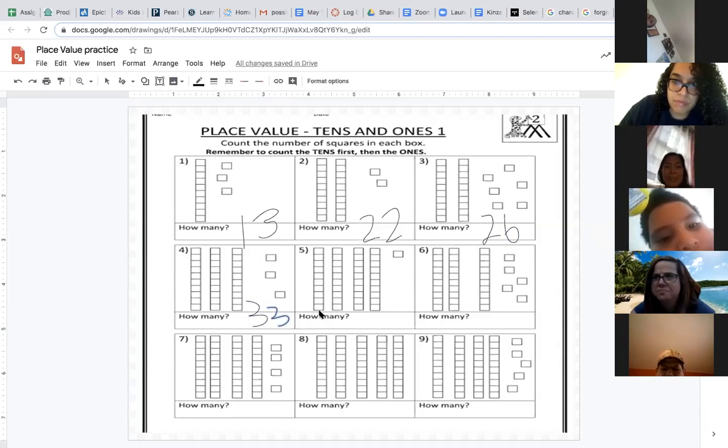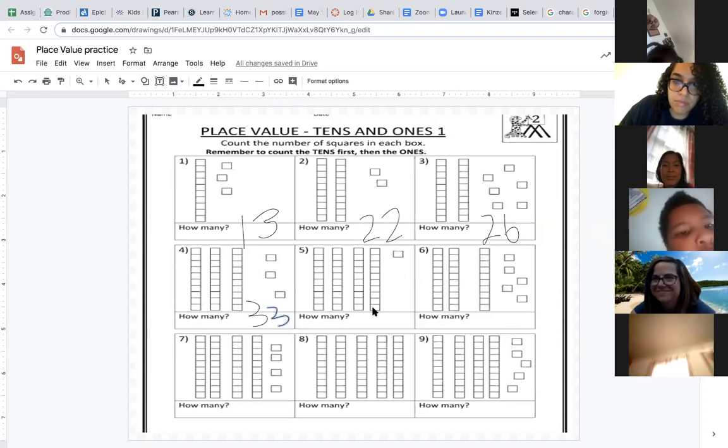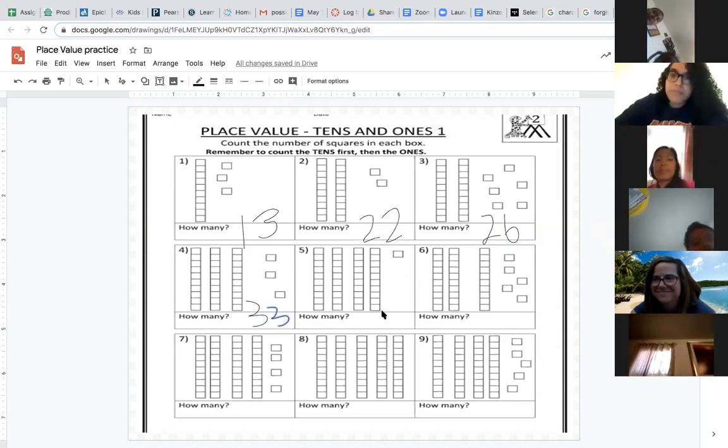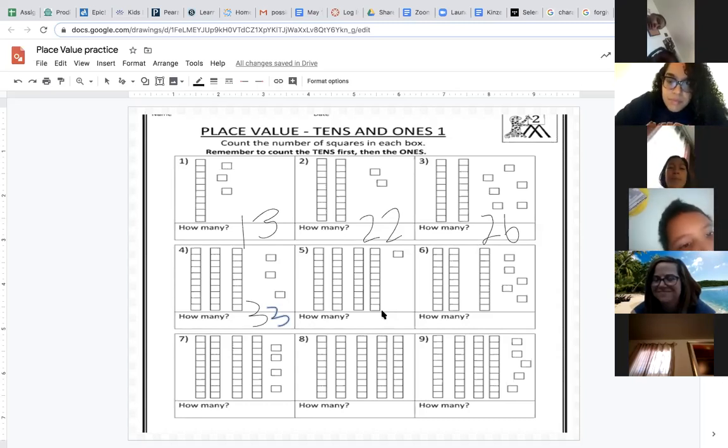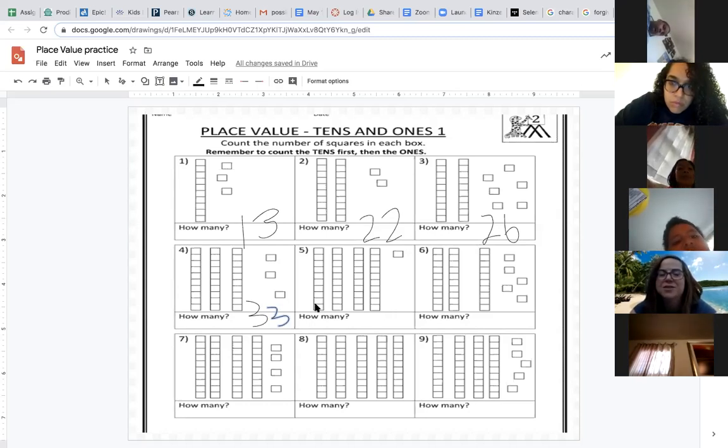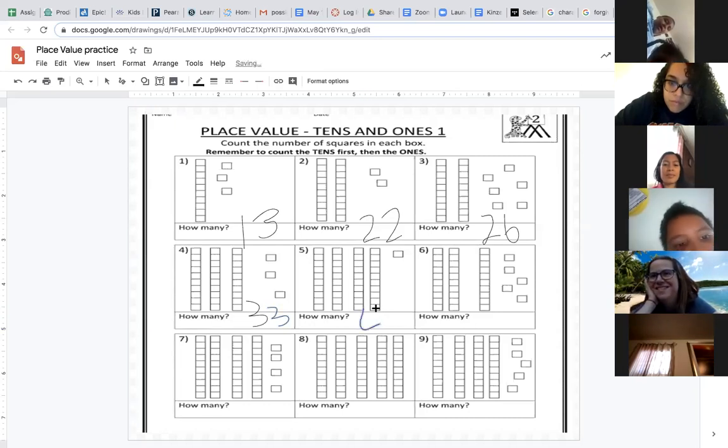How many groups of 10 do we have? So we have 41. How do you know that? Because there's 4 10s and 1 square. Good job. Can you skip count with me? 10, 20, 30, 40, 41. Good. 41.